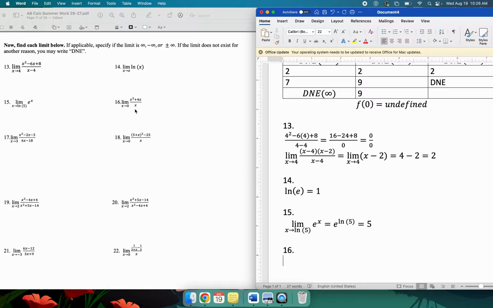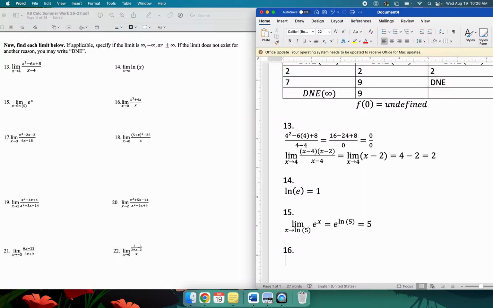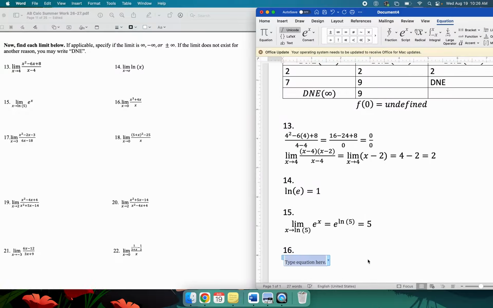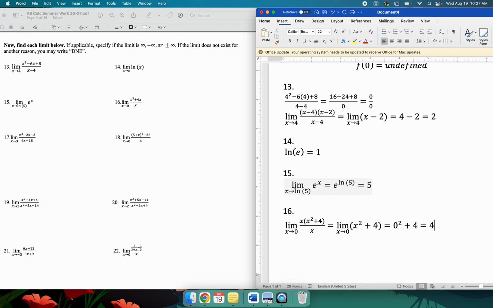Okay, limit as x approaches 0. If I plug 0 into this guy, I can tell right away that I get 0 over 0. I can see that in my head. So I know that I have to simplify this. So I'm going to simplify it by factoring out the common factor of x in the numerator, which leaves me with x squared plus 4. And then I can cancel the x's in the top and the bottom, which gives me just x squared plus 4. And if I plug 0 into that, I get 0 squared plus 4, which is 4. That's an actual number, so that's the value of the limit.